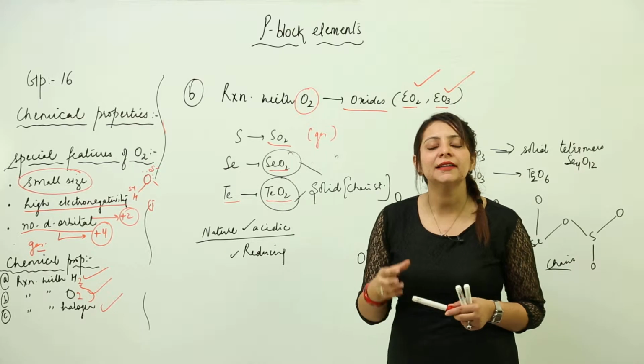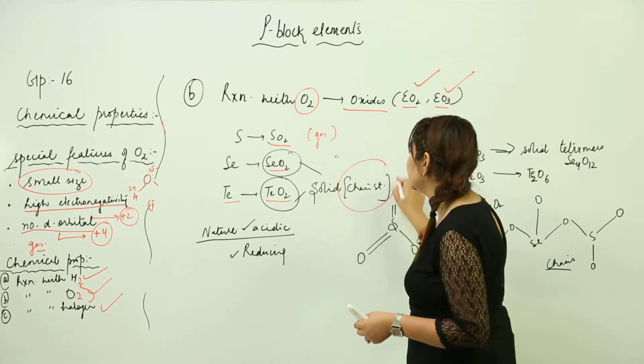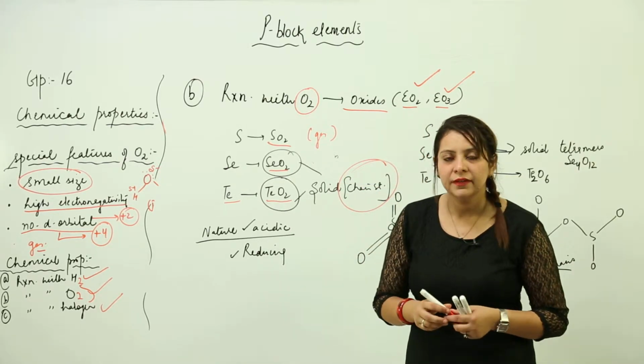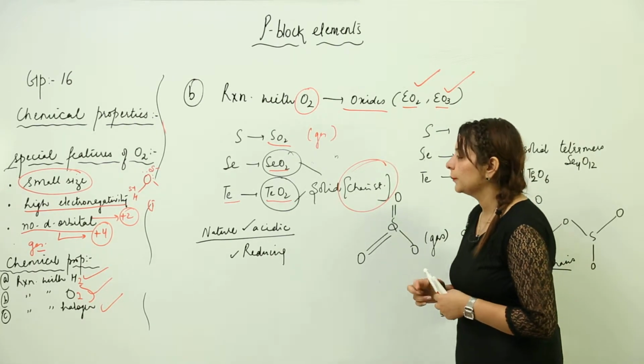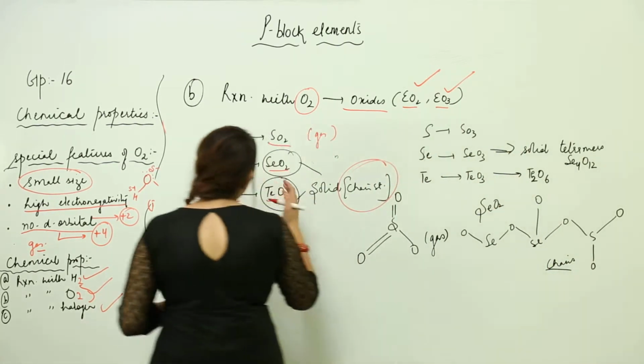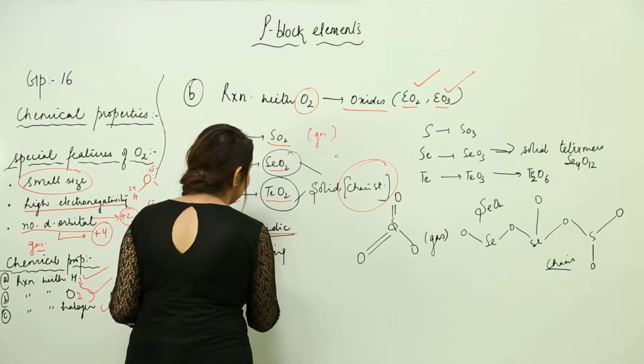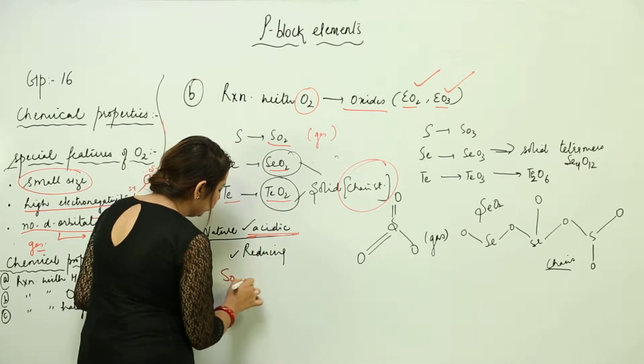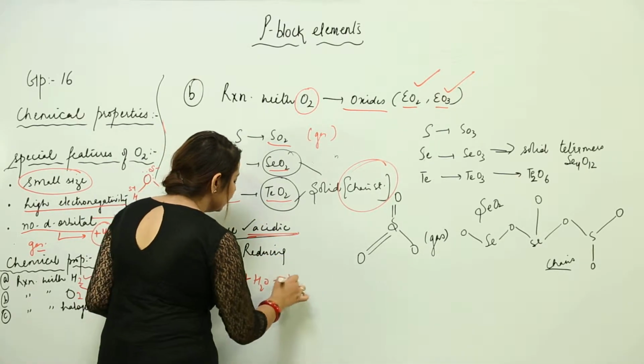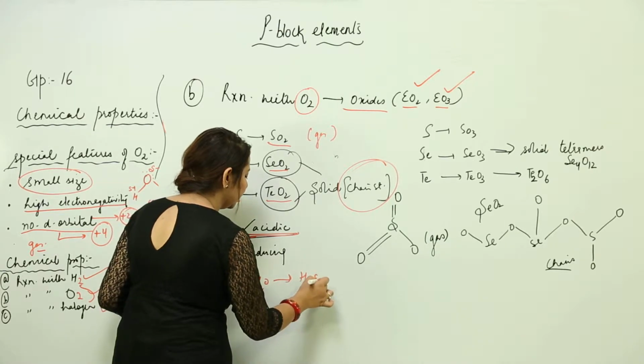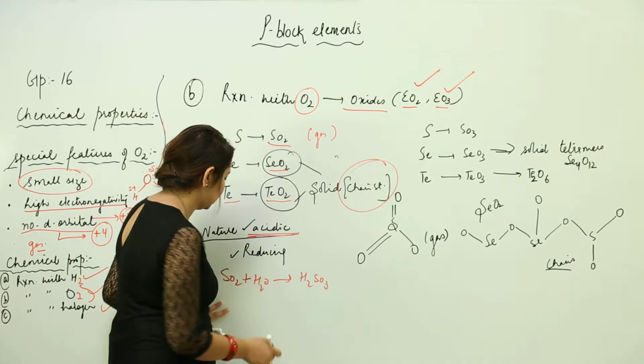The reason they exist as solid is that there exists a chain-like structure in them. And if we talk about their nature, they are acidic in nature. How can we prove this? We can prove it by reacting the oxide with water. We know that SO2 when reacted with water forms sulfurous acid.